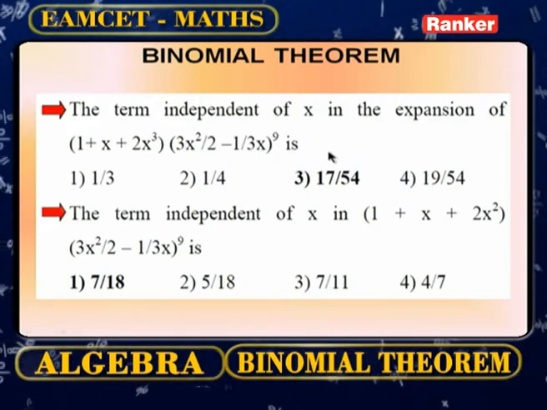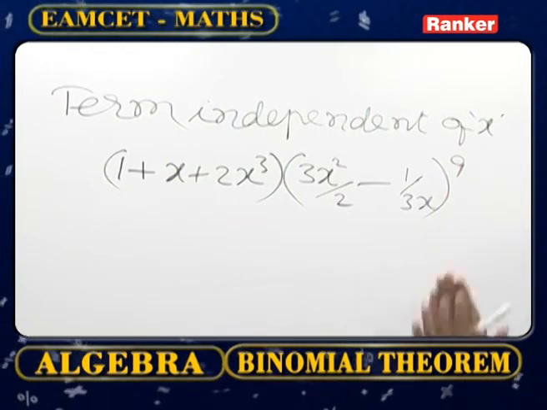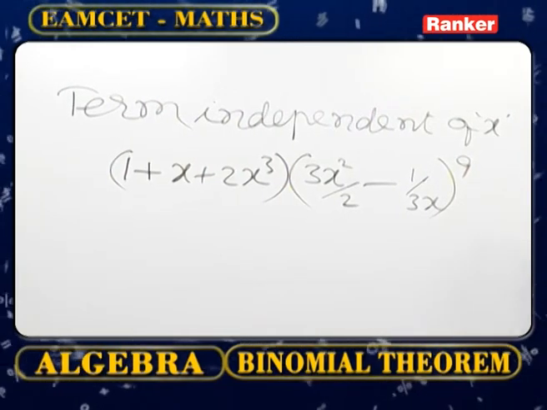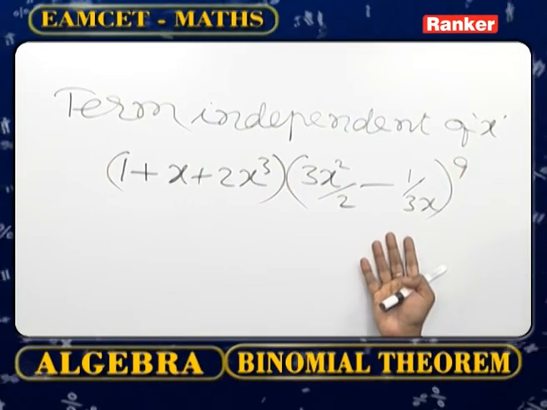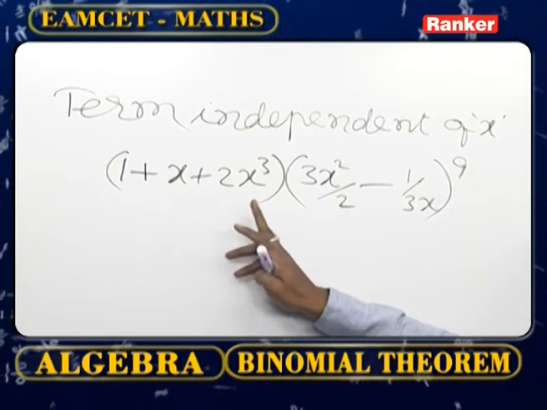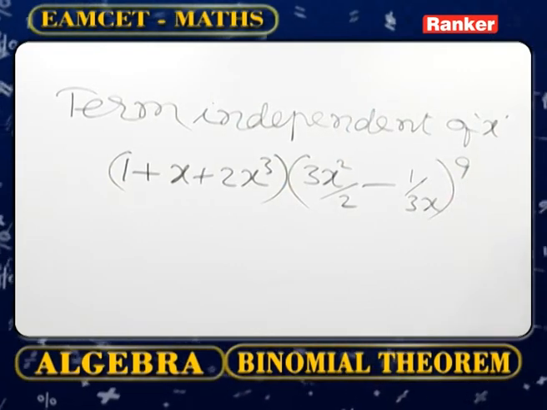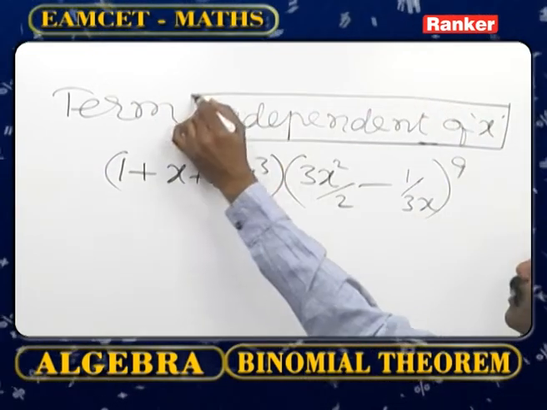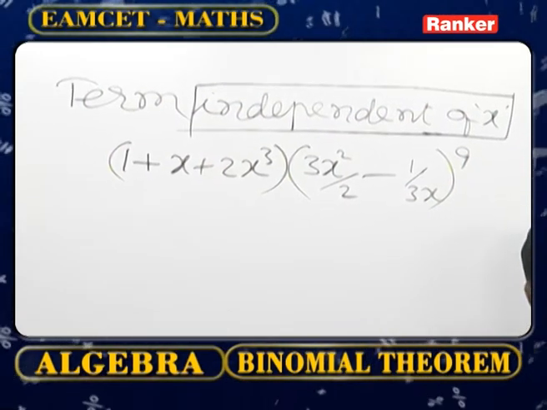What is needed here? If you expand this, you will get 9 plus 1, 10 terms in the expansion, and all these 10 terms will be multiplied with 1, x, and 2x cube. In all these terms, what is our interest? We need such a term which is independent of x. Independent of x means the power of x must be 0.